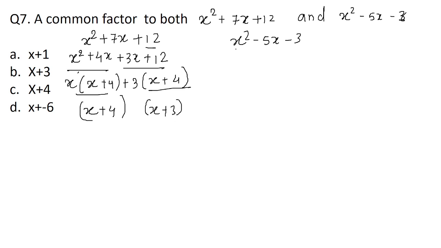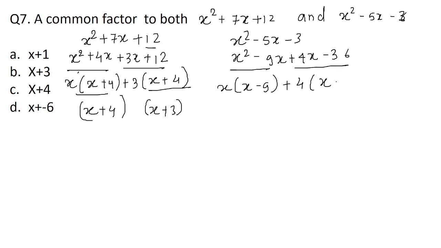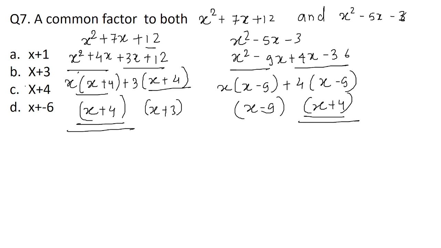If I look at the other expression, again x square minus 9x plus 4x minus 36. This will give me x in common, x minus 9, and again if I take 4 in common, I'll get x minus 9. So x minus 9 is common, and x plus 4 is the left out term. So what is common on both sides, students? The common factor is x plus 4 for both expressions. So x plus 4 is the answer for the given question. Simply by using this splitting method, you can solve this.